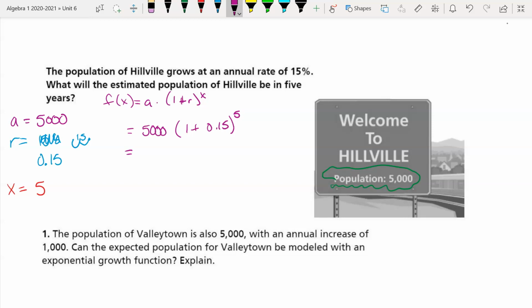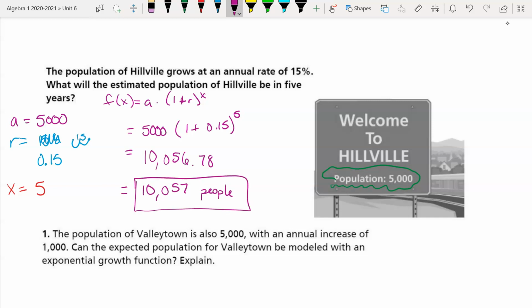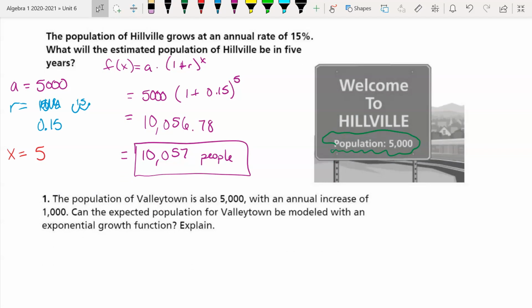So in 5 years, we think the population will be 10,000, and we'll round to the nearest whole number. It was 56.78, but we'll round up to 10,057 people, right? Because you're not going to have half a person. Okay? So that is how you use exponential growth to help you solve what you think the population will be in 5 years.